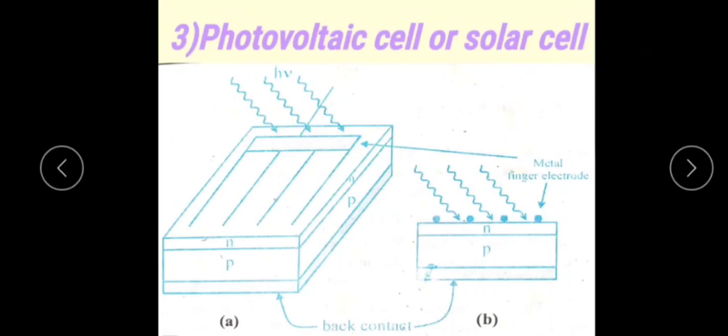Then, either the P or N region is made very thin. This is the N region and this is the P region. If N is thin in the given diagram, P is larger, but you can also take P as the thin region. Either region is made very thin so that light energy is not greatly absorbed before reaching the junction.